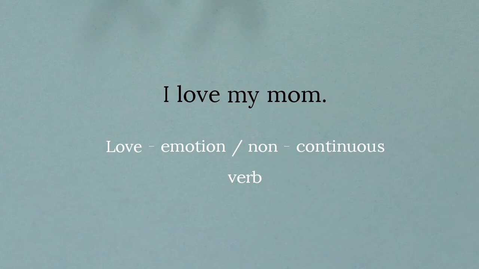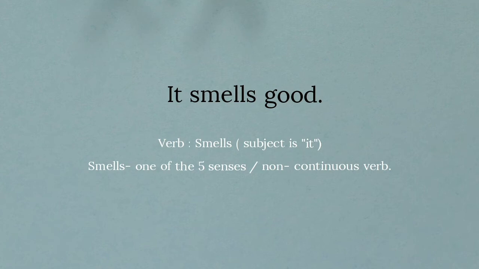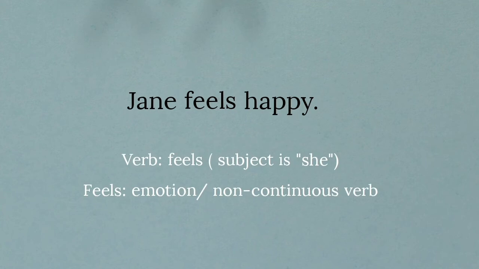Now let's look into the first example. I love my mom. Now this is an emotion. That's why I have used the present simple tense. And love is a non-continuous verb. It smells good. Now again, smell is one of the five senses. And the s after the verb is there because our subject is third person singular. It smells. Now finally, Jane feels happy. Here we are talking about a feeling, and again using the s because our subject is third person singular. Our subject is she.